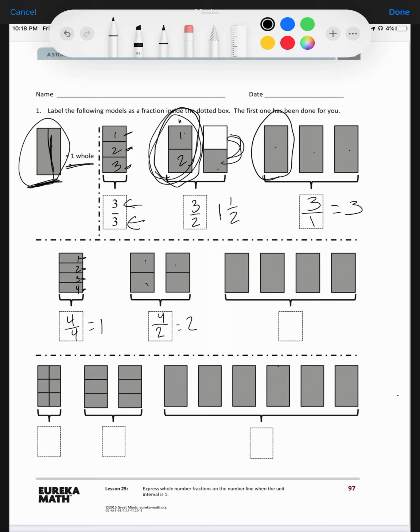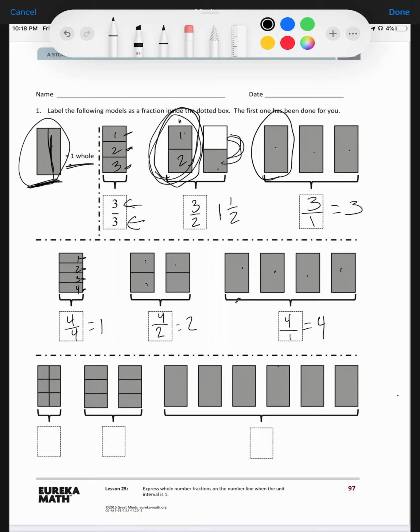All right, looking at this one whole. How many pieces is that broken into? It's just one piece. How many whole pieces are shaded? 1, 2, 3, 4. That's 4/1, and 4/1 is equal to 4.